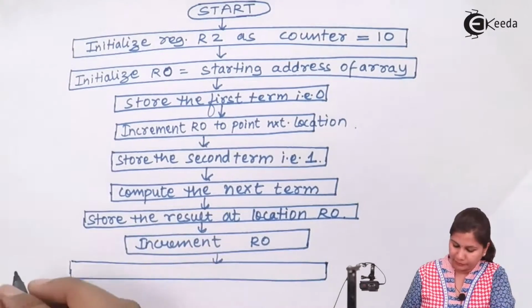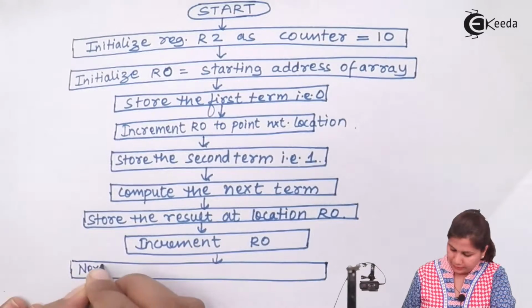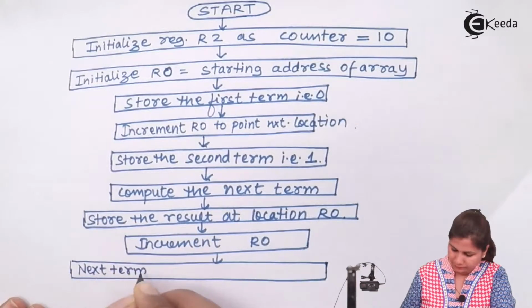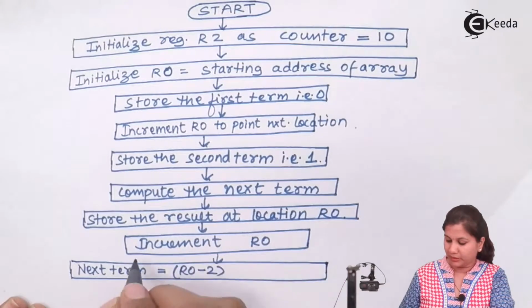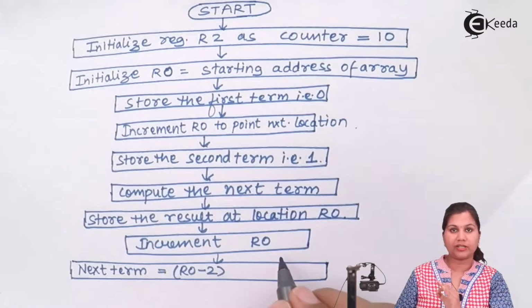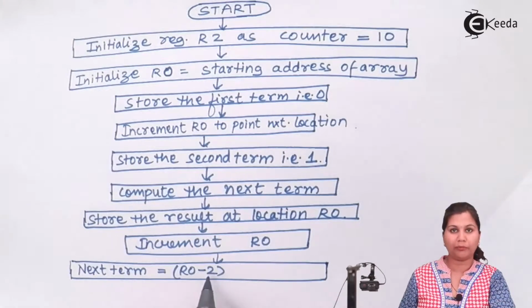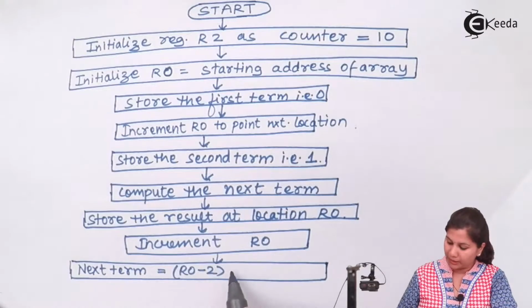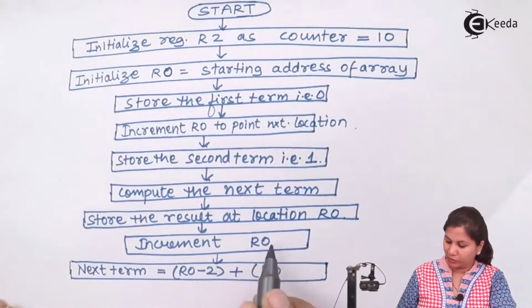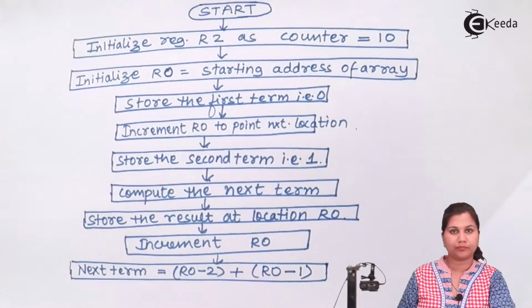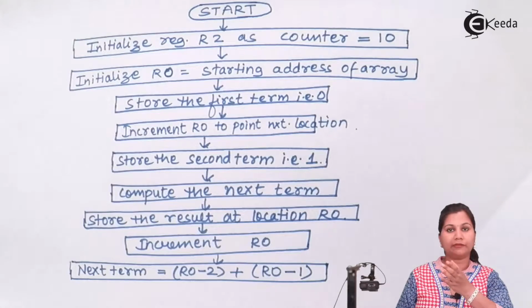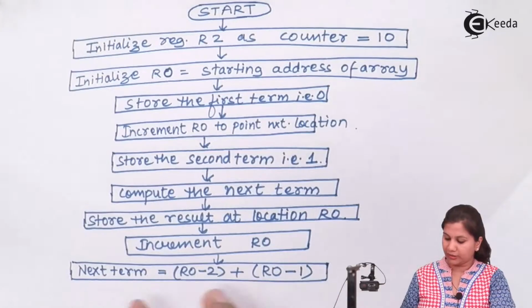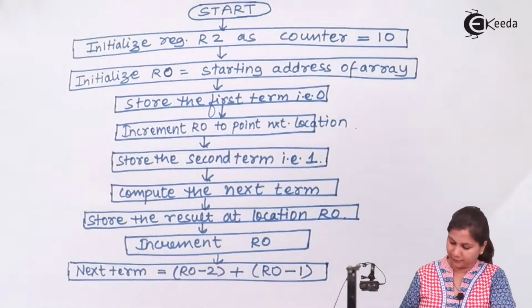Now how will the next term be computed? The next term will be R0 minus 2. That means the location at which the R0 register is pointing, we have to decrement it by 2, plus the position where R0 is at present, minus 1. So like the second and third memory locations will be added, the third and fourth memory locations will be added, the fourth and fifth memory locations will be added. So in this way you have to compute the next term.